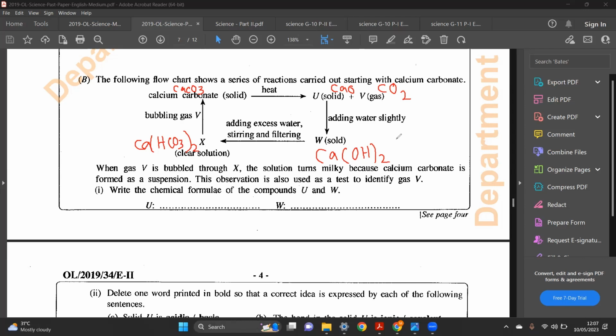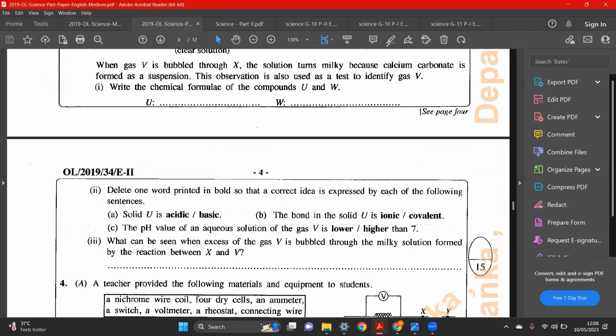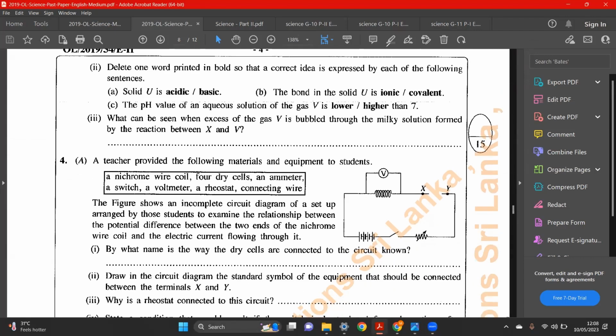So when gas is bubbled through X, the solution turns milky because calcium carbonate is formed as a suspension. This observation is also used as a test to identify gas V. And anyways, we know if you hear the words milky and all of that, it's definitely carbon dioxide. So U is calcium oxide, W is calcium hydroxide. Those are common. Then delete one word printed in bold so that a correct idea is expressed.